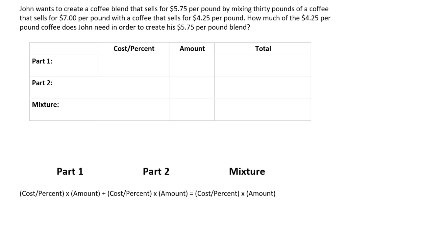How much of the $4.25 per pound coffee does John need in order to create his $5.75 per pound blend?